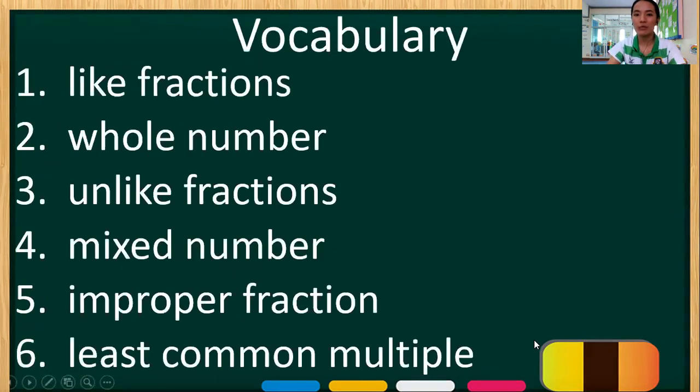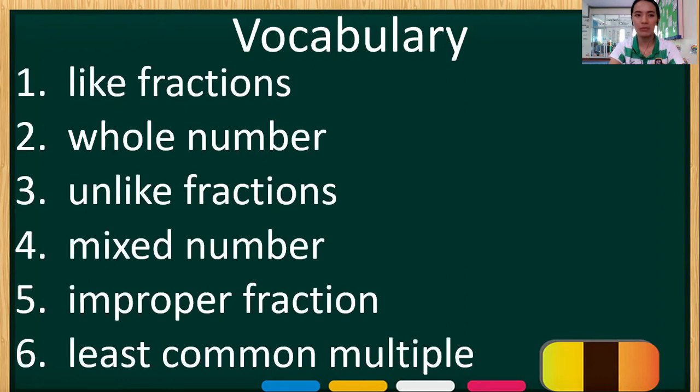Now let's move on to our vocabulary for today's topic. I will read two times, then after that, I will call some of you to read. Are you ready? Let's start. Number 1, like fractions. Number 2, whole numbers. Number 3, unlike fractions. Number 4, mixed number. Number 5, improper fraction. Number 6, least common multiple.